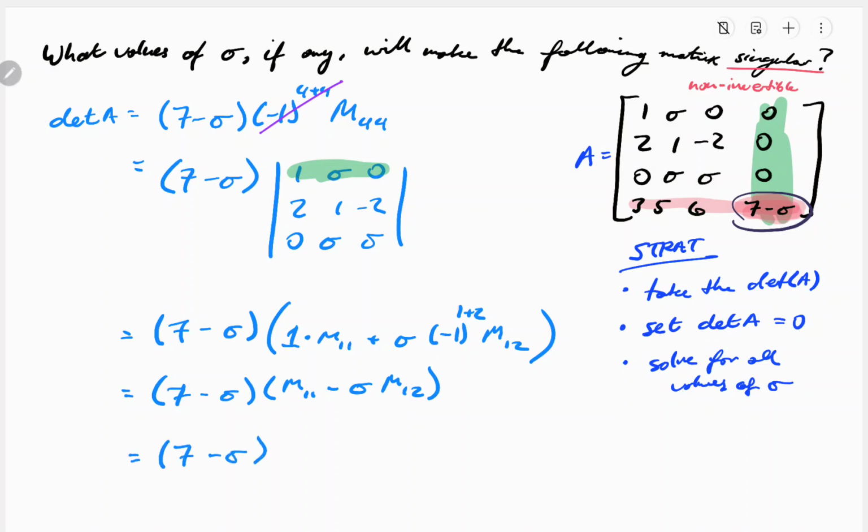I didn't name these, but that's an interesting name. So let's look at our first one. We are going to ignore everything that shares a row or column with our number up here. So this will lead us to take the determinant of what's left.